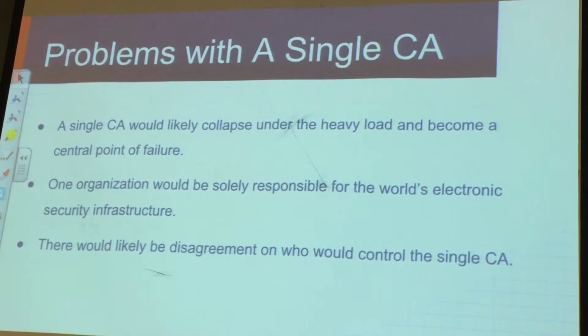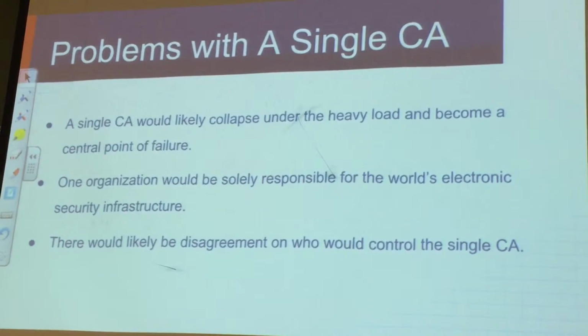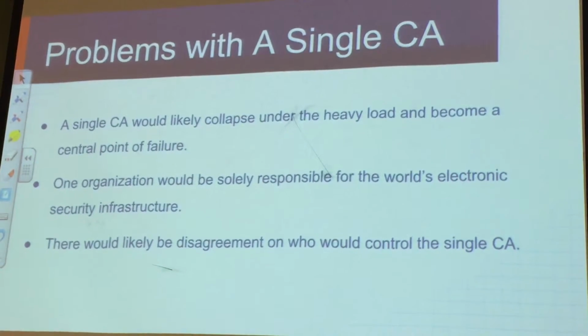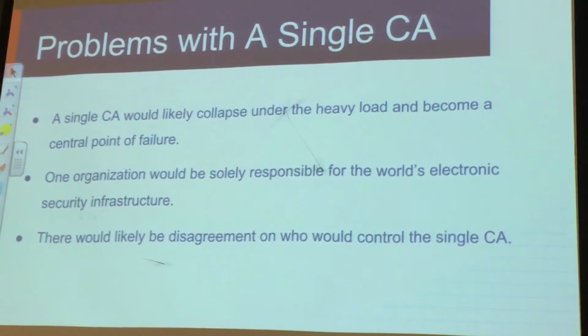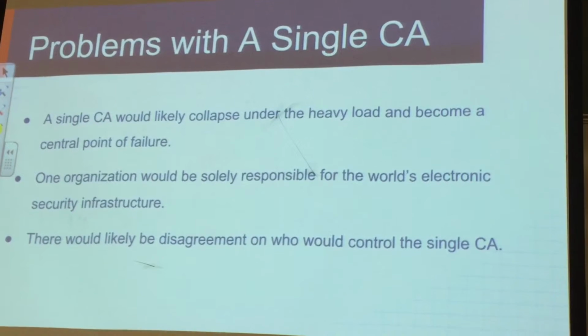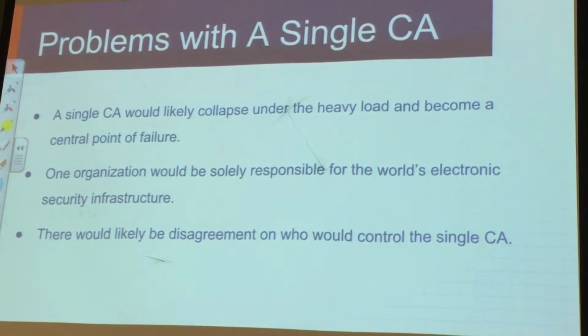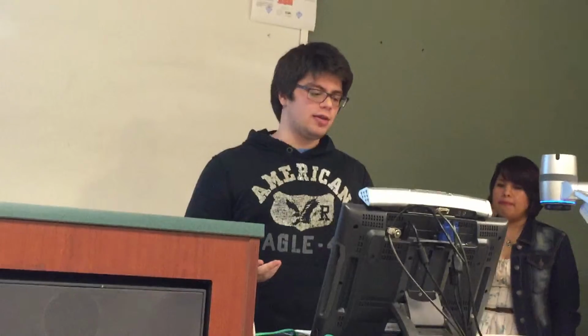So we don't have a single CA. We actually have a different system, but we're going to go over some of the problems of a single CA first and show why we need this newer system. So one of the reasons that we don't want a single CA is that one CA would most likely collapse under the heavy load. Imagine one CA providing certificates for the entire world. There's no way it would be able to manage and handle all that demand.